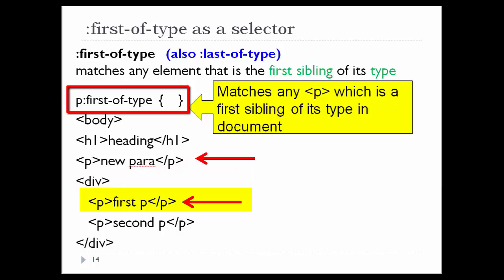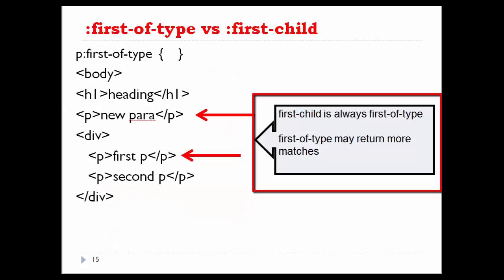Now inside the div, we have P first-of-type. Although that is a first child, it is also the first of type in that situation. So here again, I would like to make the distinction of first-of-type versus first-child. The first child will always be the first of type. However, the first of type may return more matches.